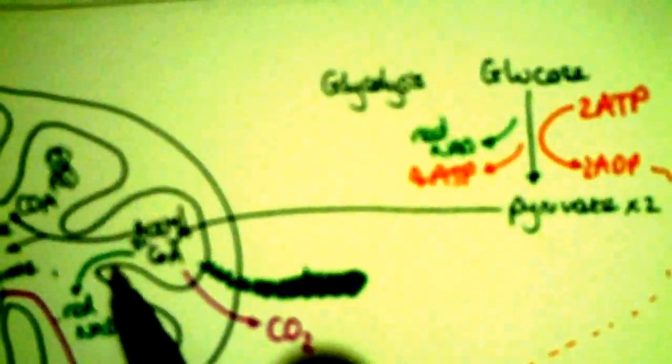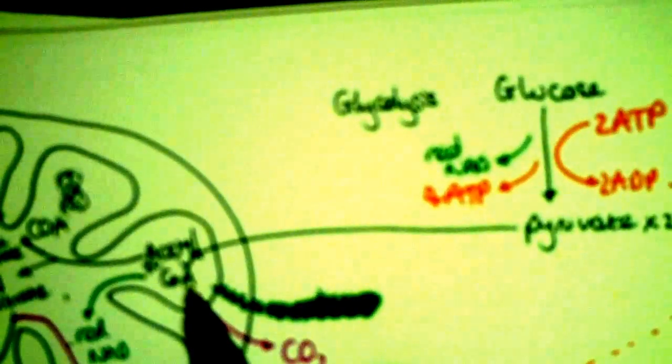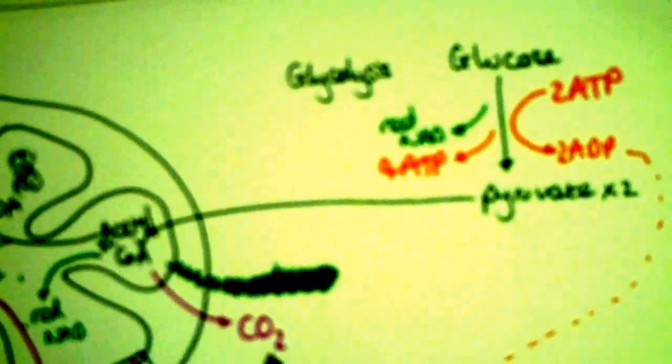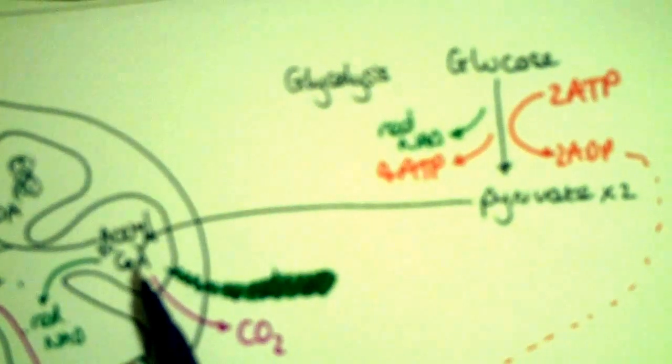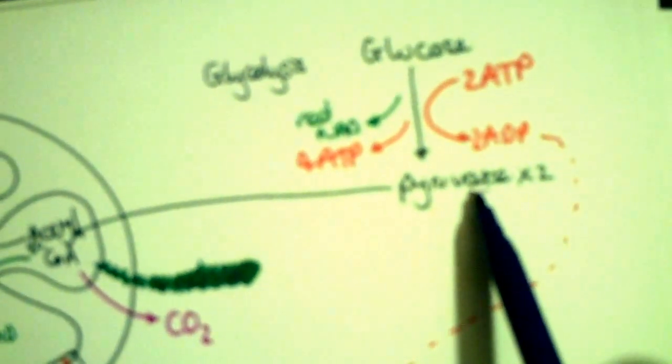So we transport the pyruvate across the mitochondrial membranes and into the mitochondrial matrix, which is just like cytoplasm, but inside a mitochondria, so it's called matrix. The pyruvate then combines with coenzyme A and forms acetyl coenzyme A. With this, you lose a carbon dioxide. So this compound is only 2 carbons big, whereas pyruvate had 3 carbons.